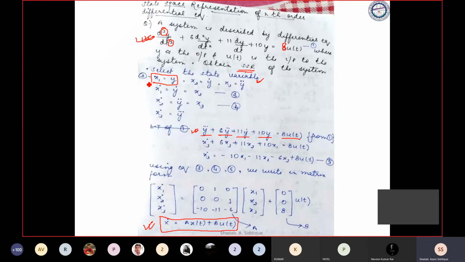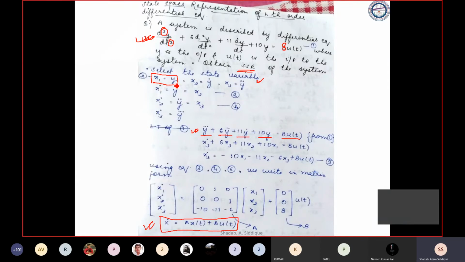For the time being, we assume that x1 is equal to y. Up to what term will we assume? The highest order you eliminate, and you take everything below it. Suppose you have an nth order differential equation; you assume up to n minus 1. Here n is equal to 3, so you assume up to the second order.